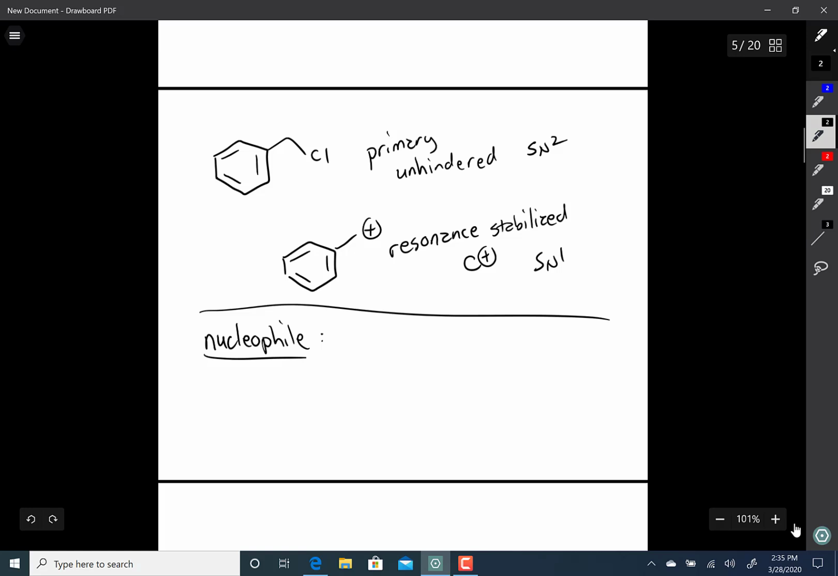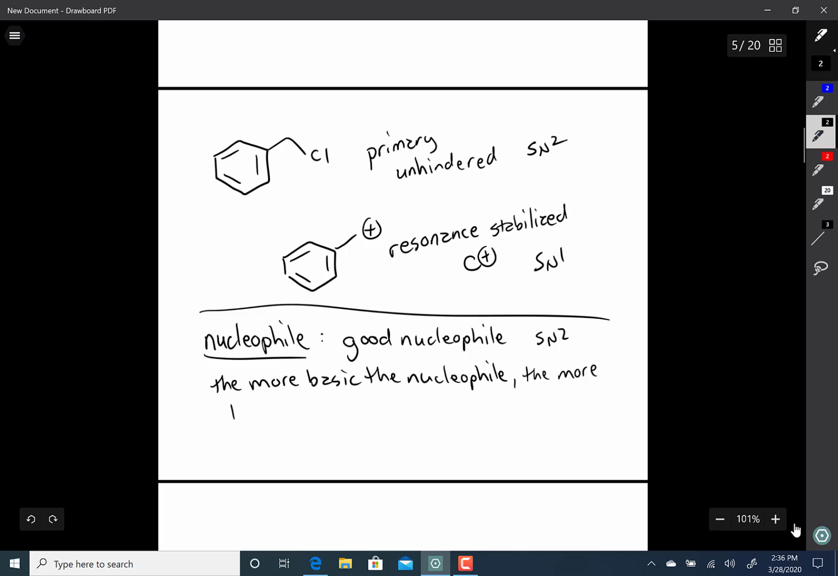If your nucleophile is a good nucleophile, then you're looking at more of an SN2. Especially the more basic the nucleophile, the more likely it is for an SN2. Because carbocations are strong acids, and you really shouldn't have strong acids and strong bases together.